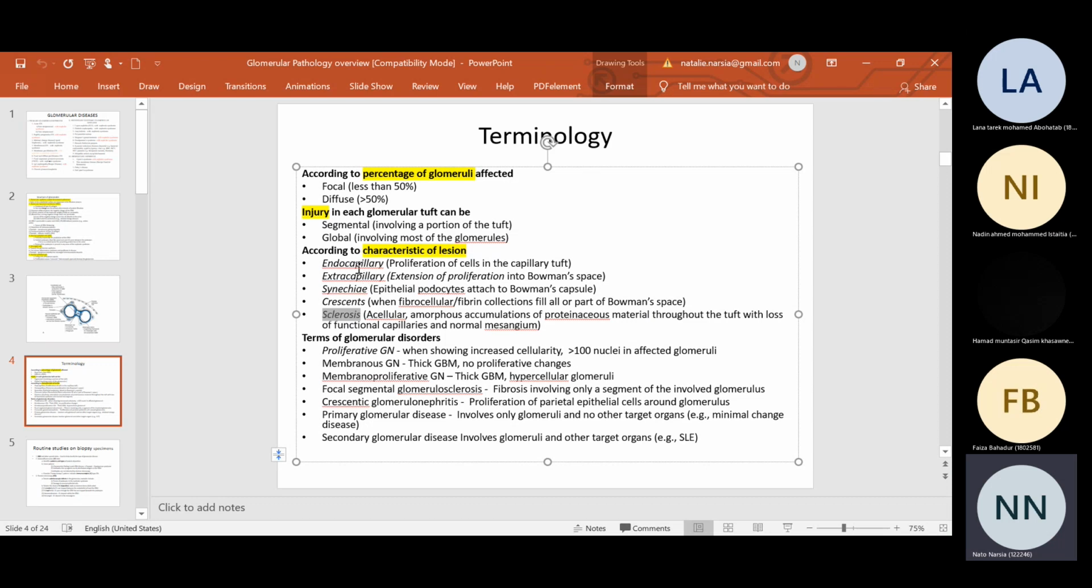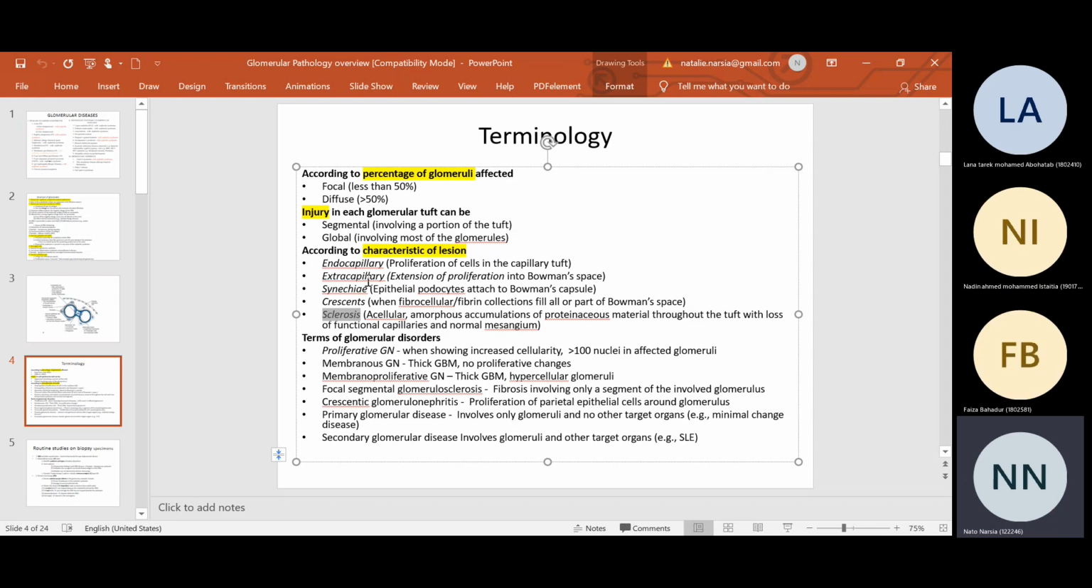Extracapillary and endocapillary, that is also important. You need to know where exactly disease is localized. Okay, that is also important. And then in terms of glomerular disorders, terminology, you know what it means. Proliferative, you see here membranous, membranoproliferative, focal segmental, crescent, and secondary glomerular disease.